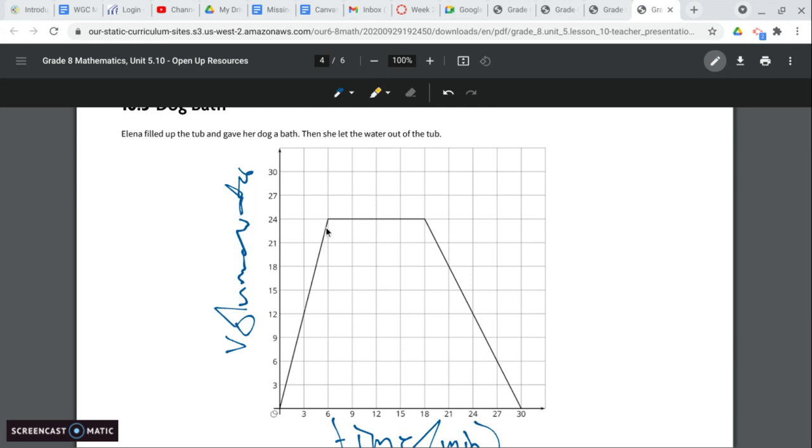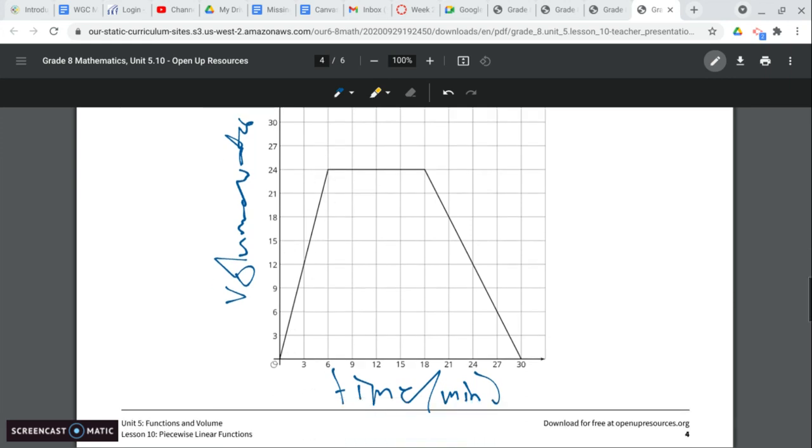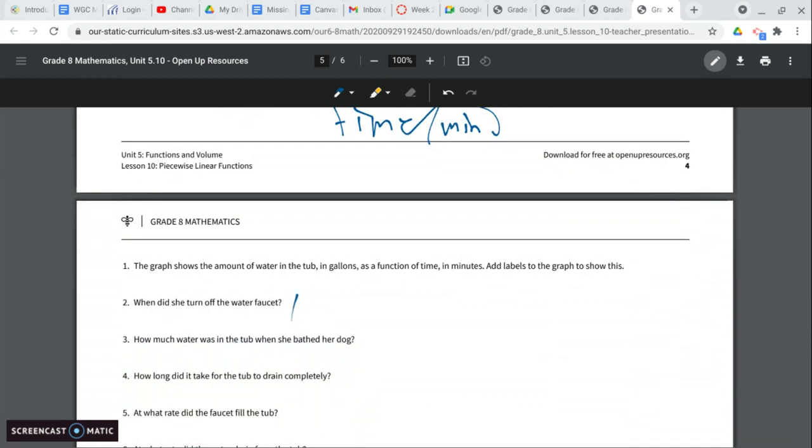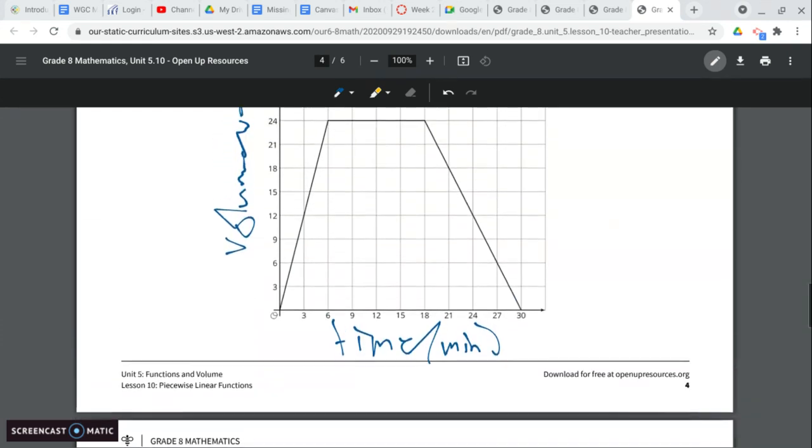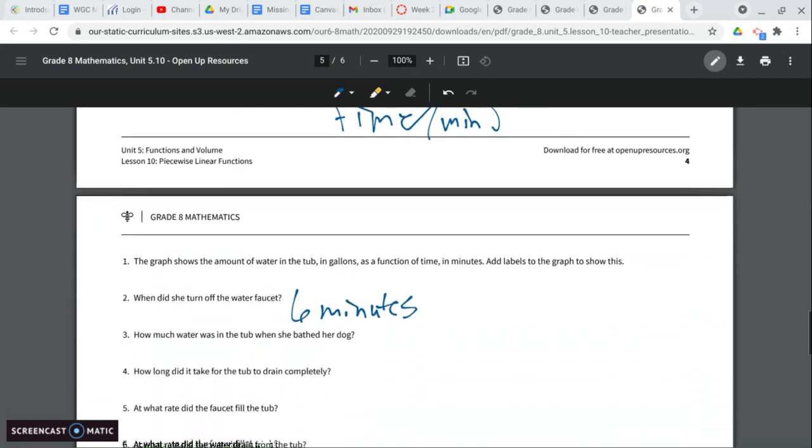So when did she shut off the faucet? When did it stop filling? Well, that would be at 6 minutes. How much water was in the tub when she bathed her dog? So that's the max amount. That's where it goes flat and we don't have a slope anymore. So that's at 24 gallons.